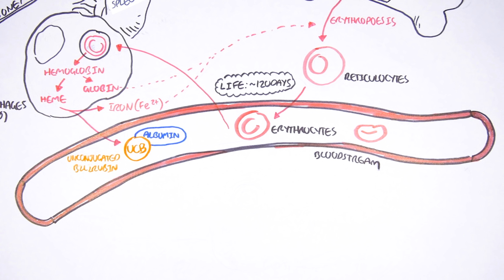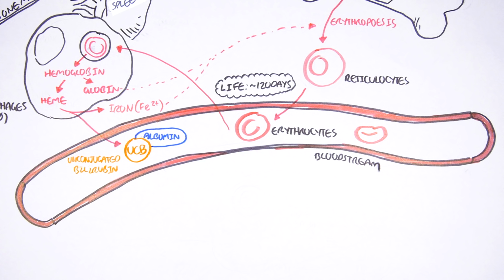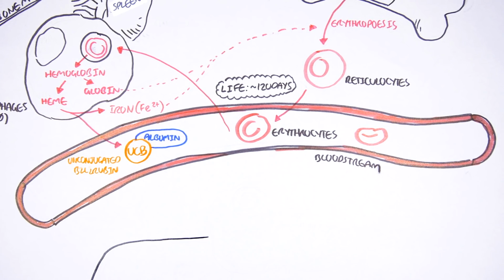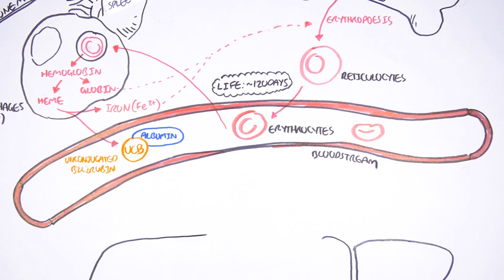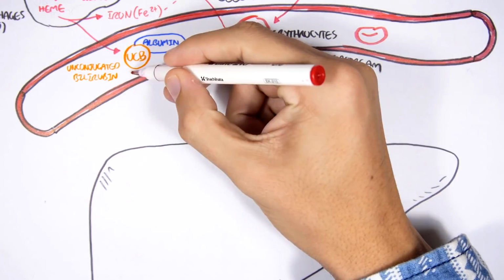The unconjugated bilirubin is actually lipid soluble, and so when it's in the blood, it requires a protein to carry it around. The protein that carries the unconjugated bilirubin around is called albumin. So albumin will carry the unconjugated bilirubin to the liver for further metabolism.